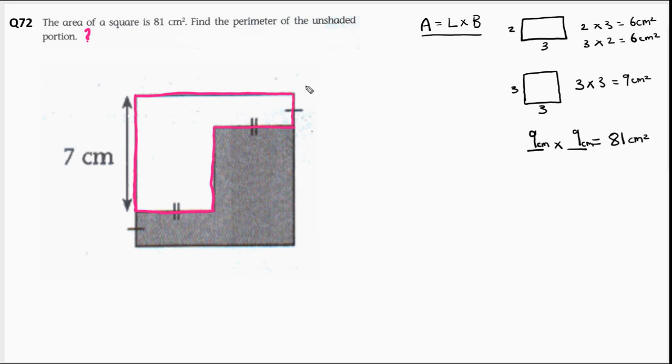Okay, so what have we found out so far? We have found out that the length of each side of this square must be 9 centimeters. So here, all right, this is 9 centimeters. And if this is 9, so's this, so's this, so's this.